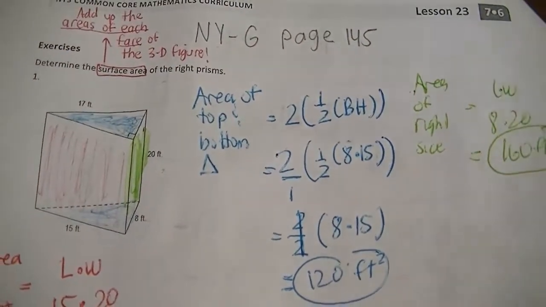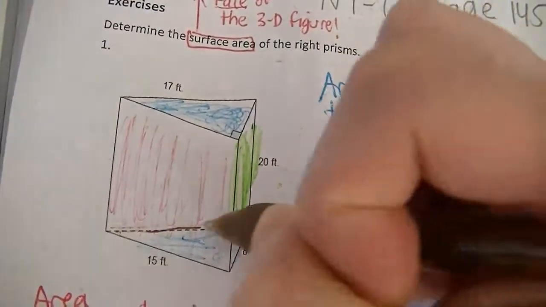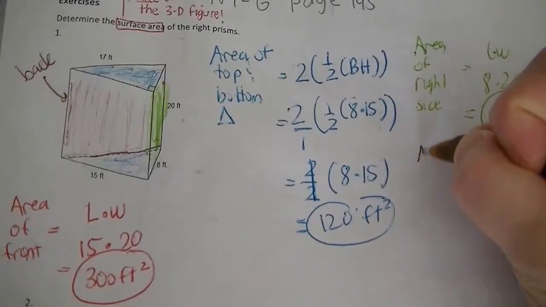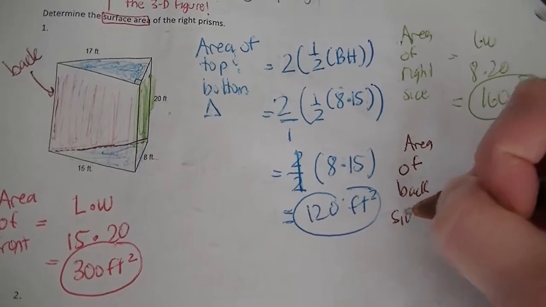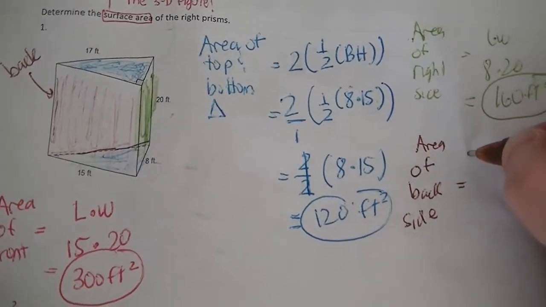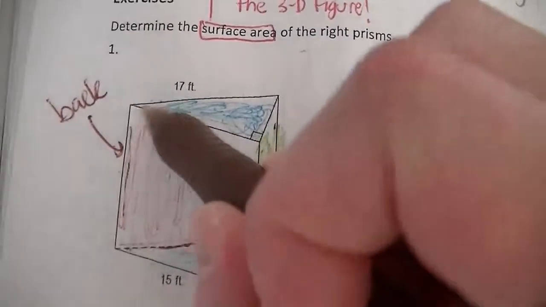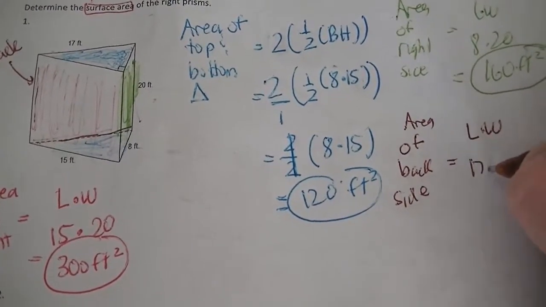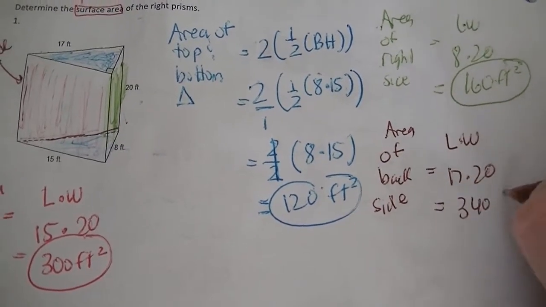Okay, now comes the back side. It's kind of really hard to see on a flat picture, but it's the back side, okay? Back. And it's going to be brown. Area of back side. Okay, and again, it's a rectangle, so length times width, or base times height. And its dimensions are 17 by 20. 17 feet by 20 feet. Okay, and when I go 17 times 20, that is 340 feet squared.